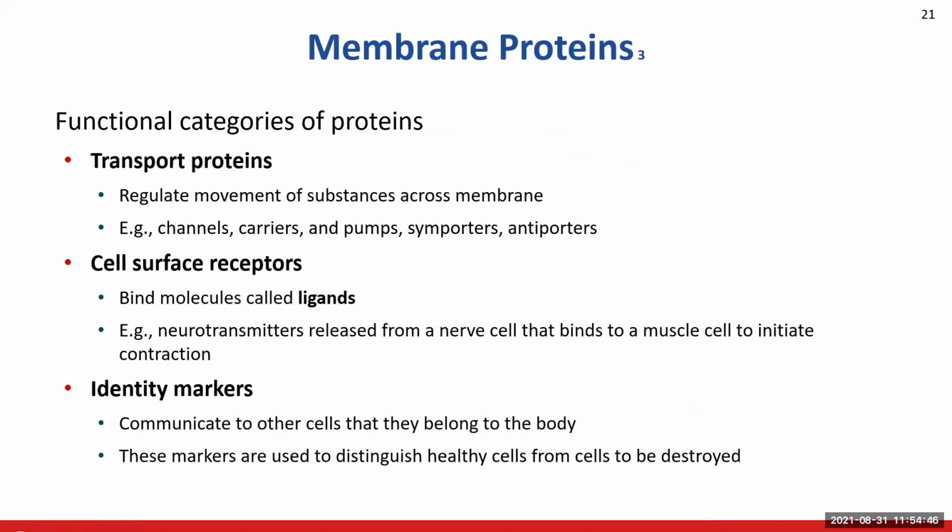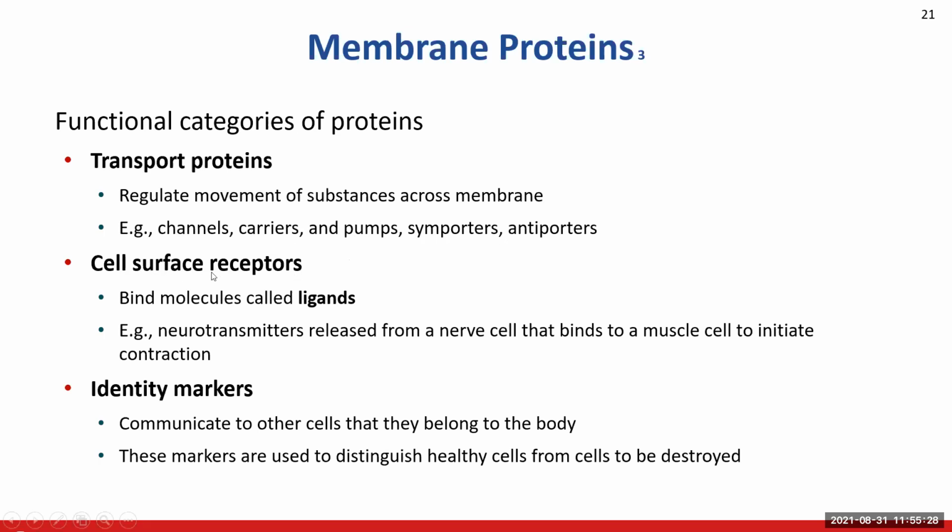So some of the categories here for protein functions, you can see the first one here are transport proteins. These proteins, real simple, are going to regulate what's coming into the cell and what's going out of the cell. We have a couple different examples: channels, carriers, pumps, symporters, antiporters. We're going to talk about all these. We're going to spend a lot of time on channels and pumps this semester. In 211, you address carriers, symporters, and antiporters in a little bit more detail, but we're going to focus a lot on channels and pumps. Basically, they regulate the movement of things in and out of the cell.